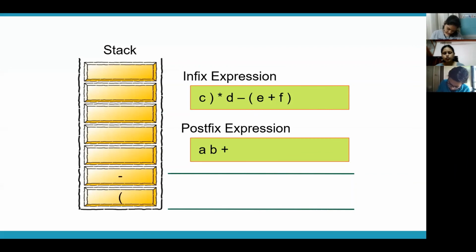Next, which is the character that is to be scanned? C is the character. So C is an operand. So operand goes to the postfix expression. Now you have the closing parenthesis or right parenthesis. So what you have to do? Pop everything from the stack until you meet the left parenthesis and append it to the postfix expression. So minus will get appended to the postfix expression and our opening parenthesis will go home. So now our stack has become empty.